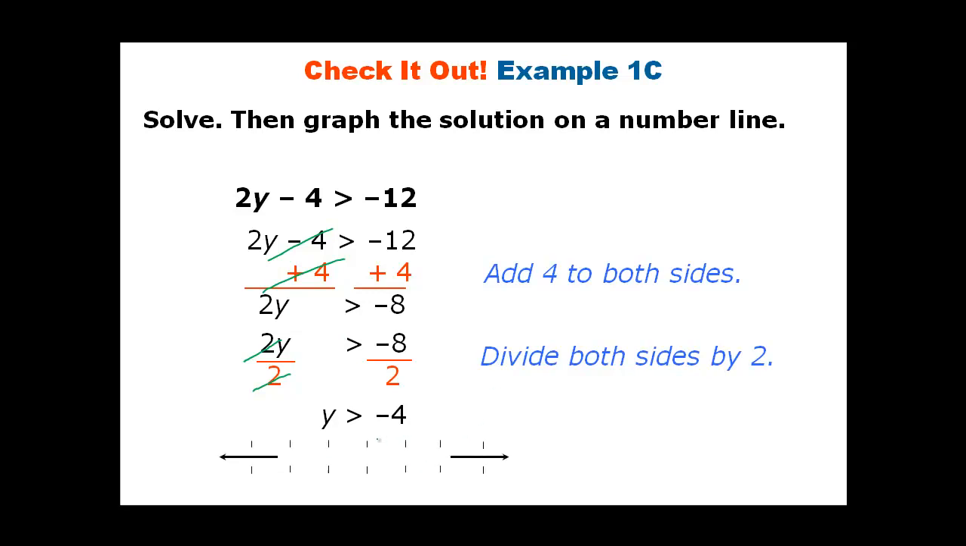Let's draw. Go for a number line. We will go for negative 4 and draw an open circle. Why an open circle? Because I have it here without equals, and then y is all the numbers bigger than negative 4. Okay, so shade all the numbers bigger than negative 4.